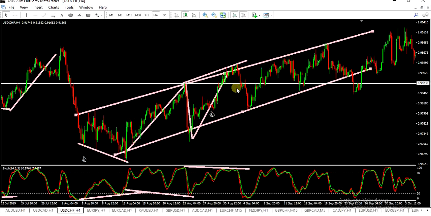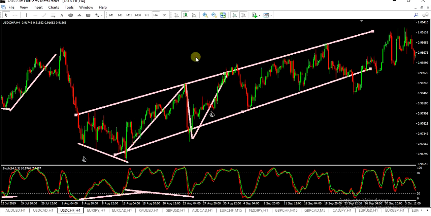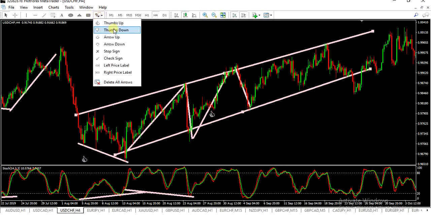But the bottom line is that we won this particular trade. We won it. So we also got that one right as price was traveling down to the support level. We also got it right.